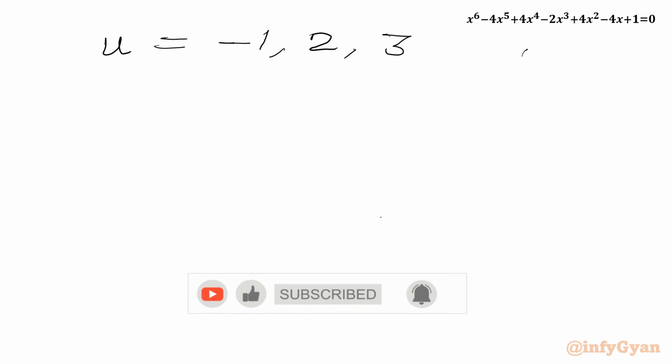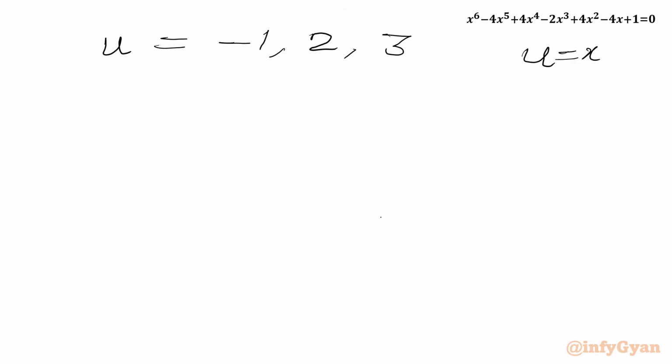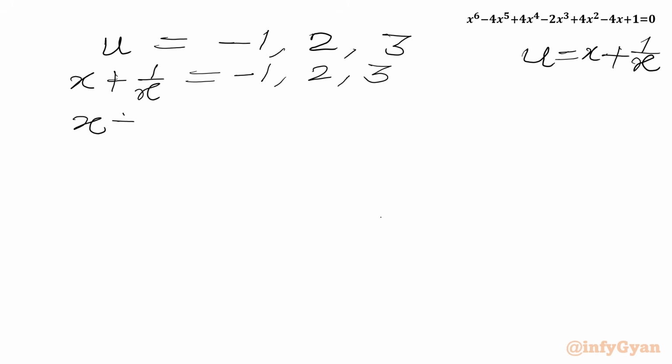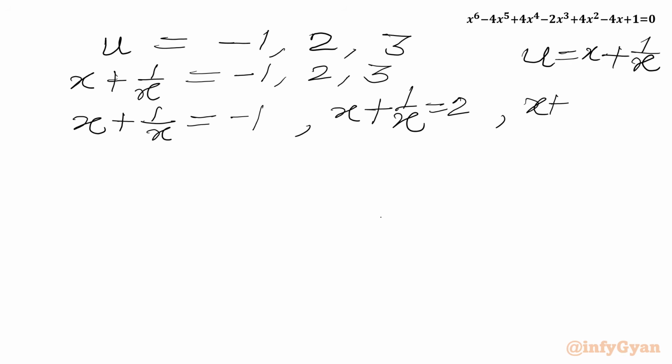Now u was our substitution, x plus 1 over x. So I will write here x plus 1 over x equal to -1, 2 and 3. So we have to solve three equations. X plus 1 over x equal to -1. X plus 1 over x equal to 2. X plus 1 over x equal to 3. So let's begin with the first equation.